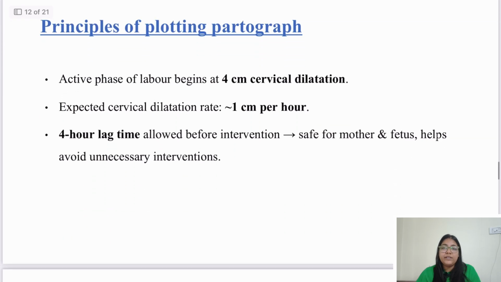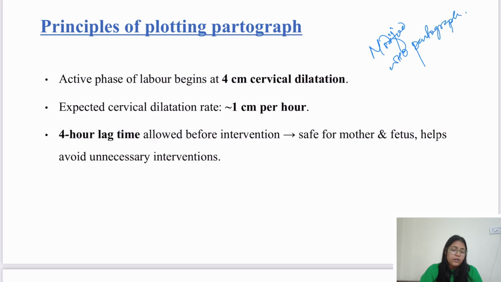So there are some principles while plotting the partograph, and you should follow these. I am talking about the modified WHO partograph only in this video. Okay. So the active phase begins from 4 centimeter dilatation. I have told you why already. The expected rate of dilatation is 1 centimeter per hour, and there is a 4-hour time lag between the alert and the action line.